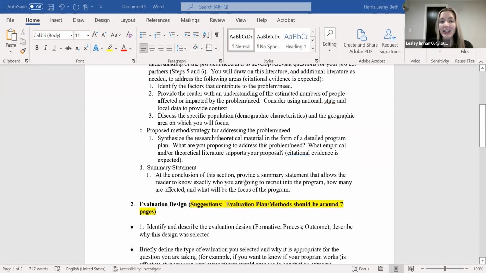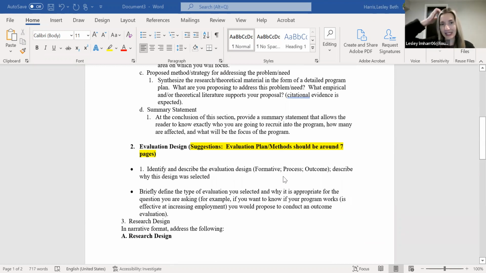Next, we're going to briefly talk about your method or strategy for addressing the problem or need. That's where you can synthesize research and theory and create a detailed program plan using citational evidence. You have already done this in both assignments, the needs assessment and the logic model as well, when you are introducing the new program or service, which is really the aim of your needs assessment. Think of the very last section, or think about the logic model, where that comes in the beginning part.